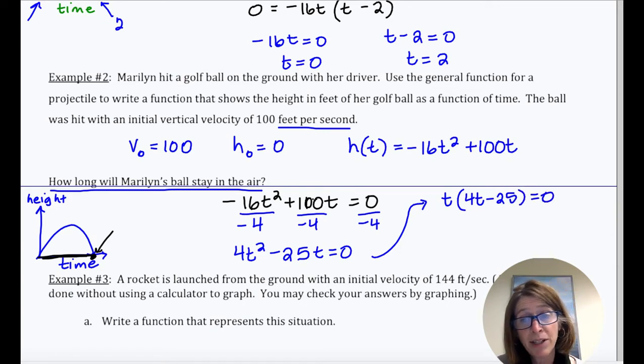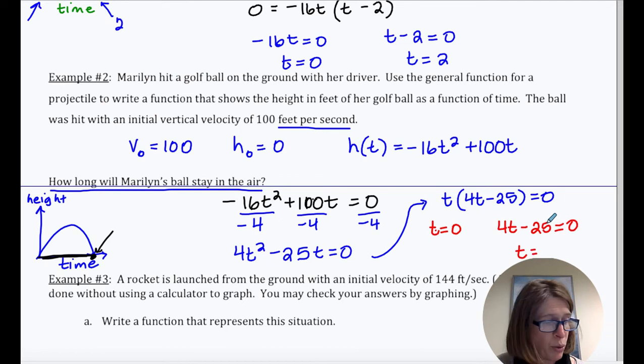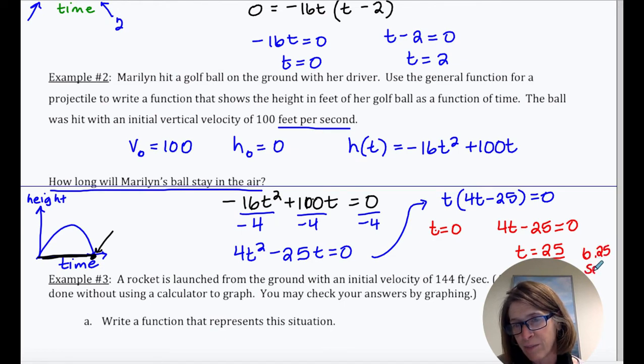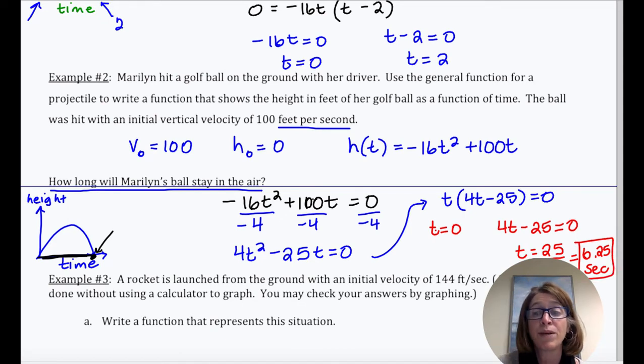Apply the zero product property. So t equals 0 and 4t minus 25 equals 0. So t equals 25 over 4. So that's about 6 1/4, so 6.25 seconds. And so that's how long the golf ball would be in the air.